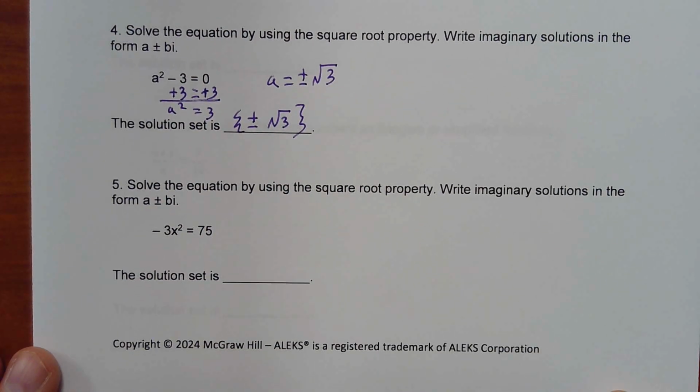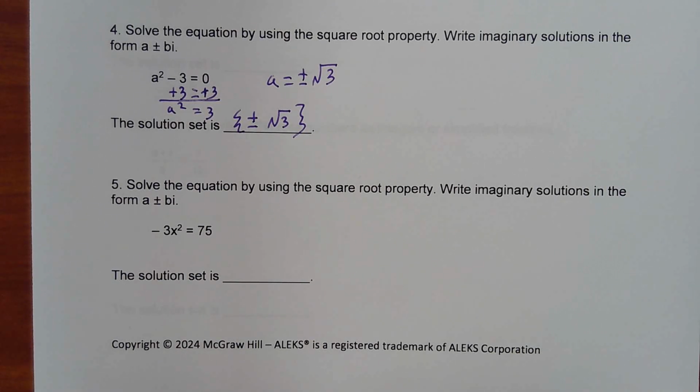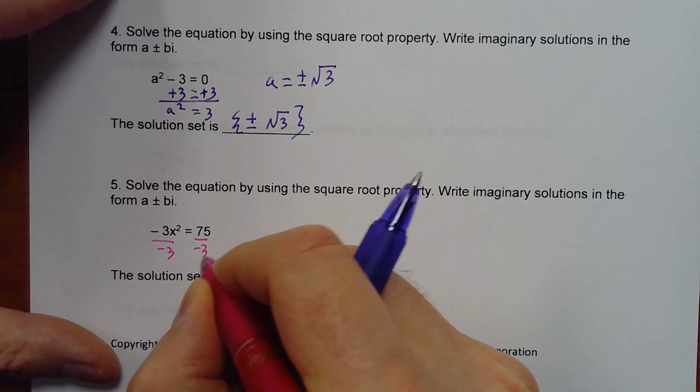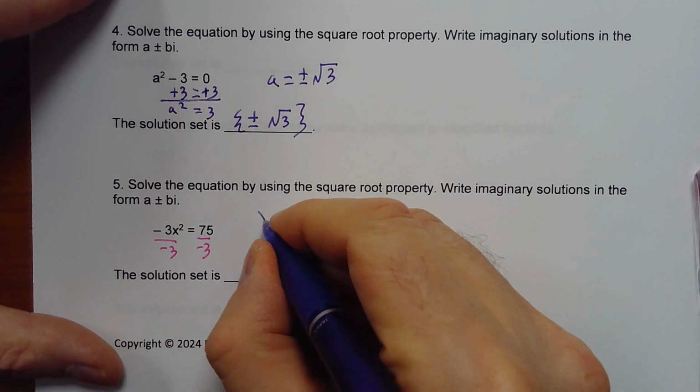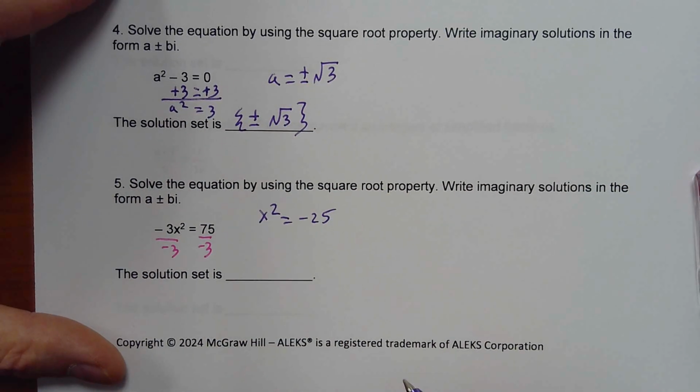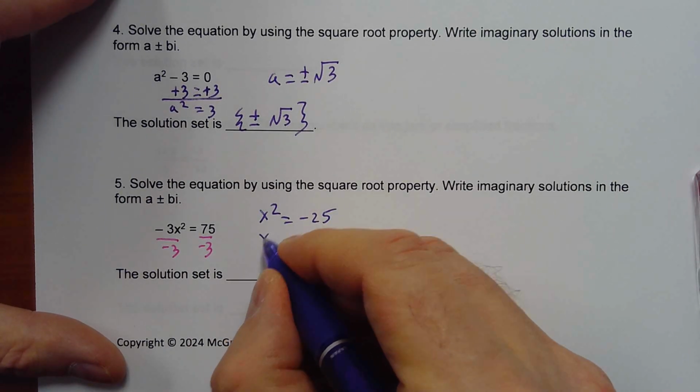All right, let's try number 5. We have negative 3x squared equals 25, so I've got to get that x squared by itself. So this time I'm going to divide by -3. And that's going to give us x squared equals -25. And now we're going to apply our square root property.